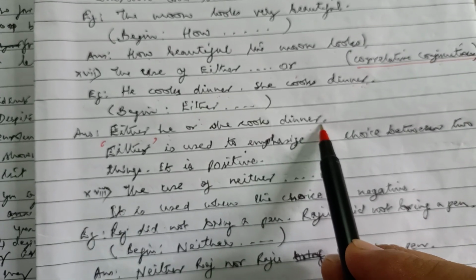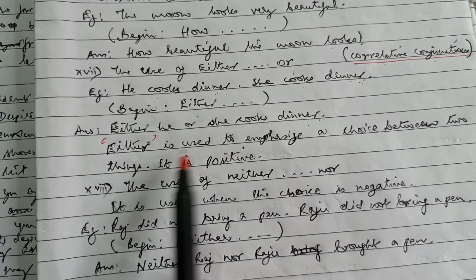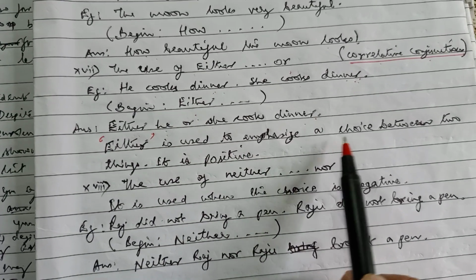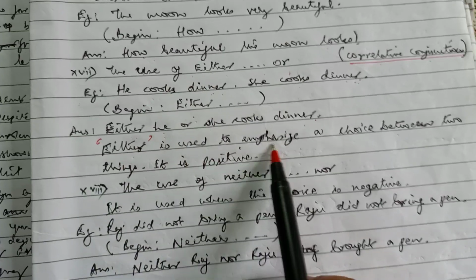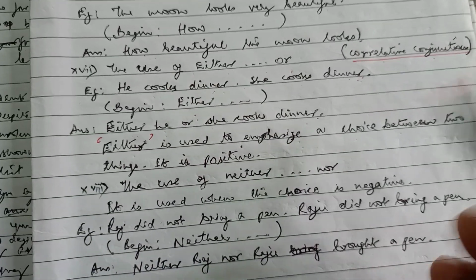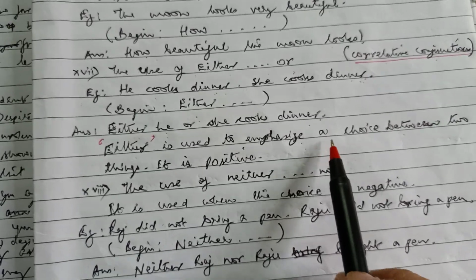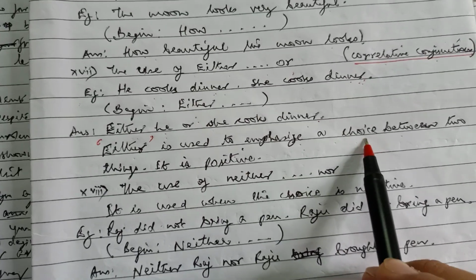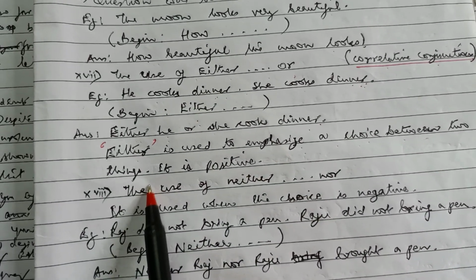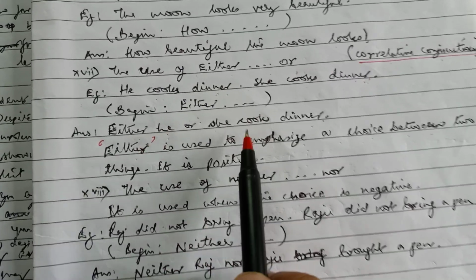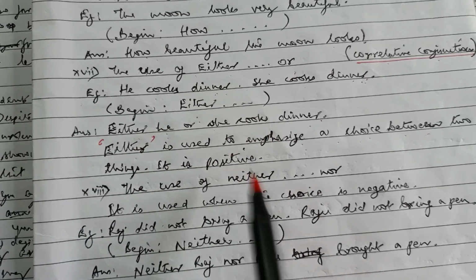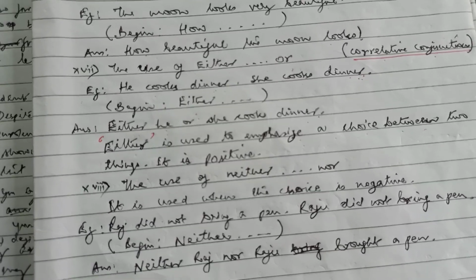This is our framing, right? So either is used to emphasize a choice between two things, right? Either is basically used to emphasize. Emphasize is to add force. We are given a choice there between two things, right? And it is a positive choice. Either or implies a positive choice. Now move on to the next one.